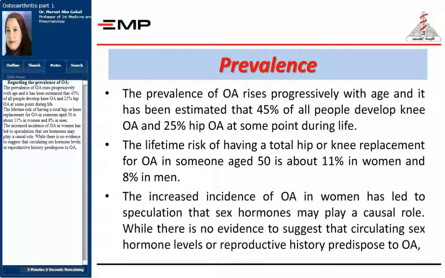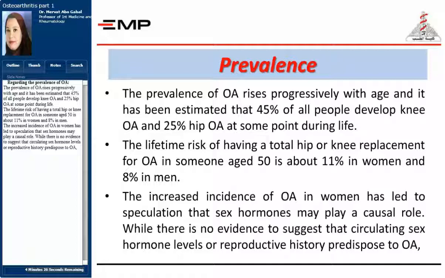Regarding the prevalence of osteoarthritis, the prevalence of osteoarthritis rises progressively with age, and it has been estimated that 45% of all people develop knee osteoarthritis and 25% hip osteoarthritis at some point during life. The lifetime risk of having total hip or knee replacement for osteoarthritis in someone aged 50 years is about 11% in women and 8% in men.